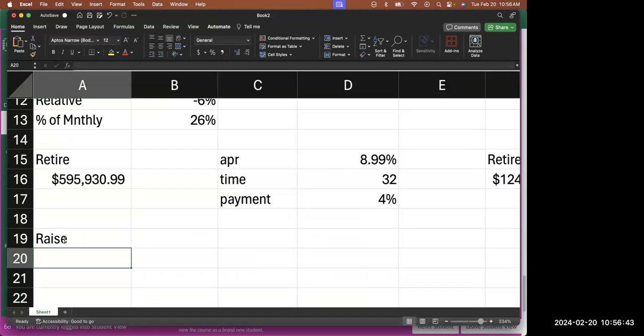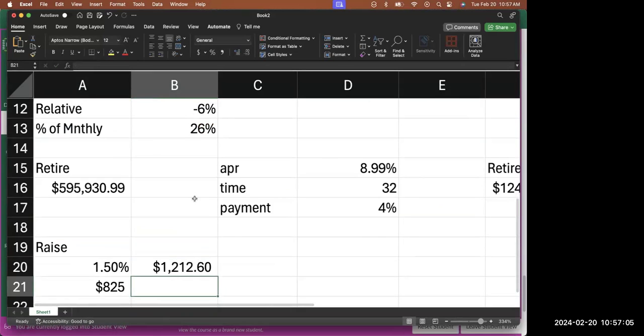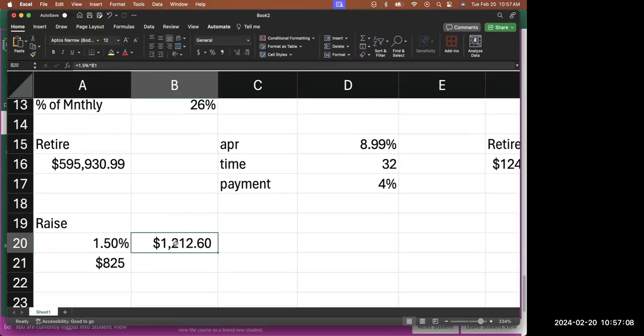Okay, raise. It's either going to be 1.5% or it's going to be $825. Now, the more the person makes, the more the percentage would be, right? So 1.5% times their annual salary, that's what this person's raise would be at 1.5%. Okay, so versus 825. So they should most certainly take the percentage increase.